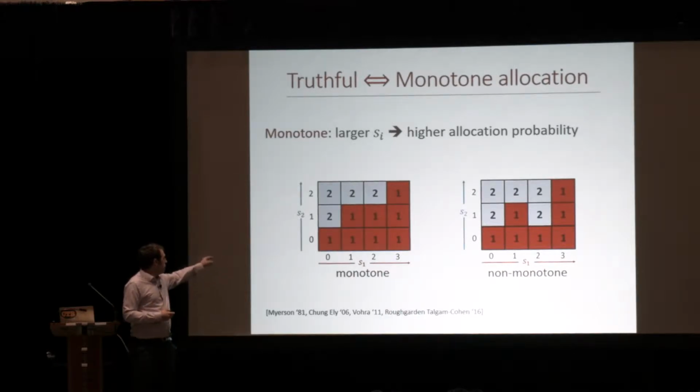Okay. Here are some examples. For instance, on the middle row, we can see it's not monotone. It's monotone on the left-hand side. On the right-hand side, it's not monotone.